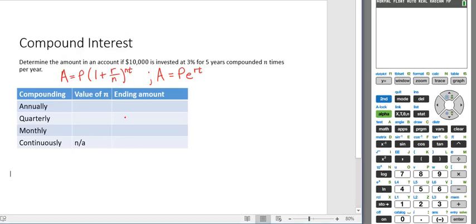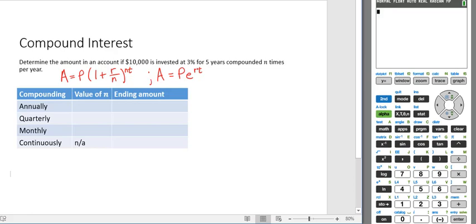In this video, I'll look at how to use the compound interest formula to work some problems. We want to determine the amount in an account if $10,000 is invested at 3% for 5 years compounded n times per year. The compound interest formula is A, or the ending amount, is equal to P, or principal, the initial investment, times the quantity 1 plus r divided by n raised to the exponent of n times t.